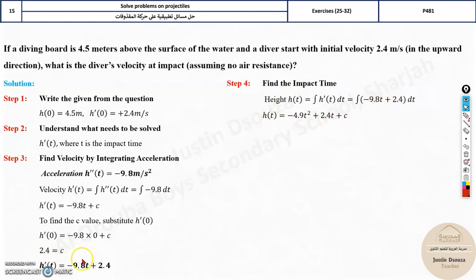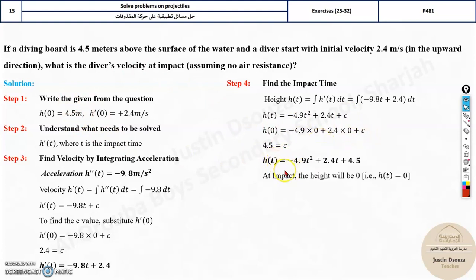Now whatever integration of velocity gives you is the position. Now this is useful. Why? Because first of all, we substitute c as 4.5 directly, or you can substitute the zeros and do it. Now we have the position.